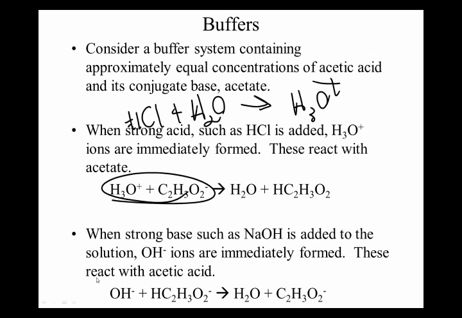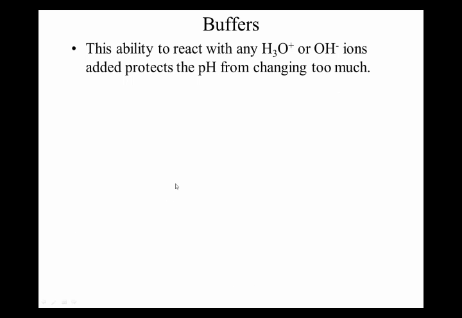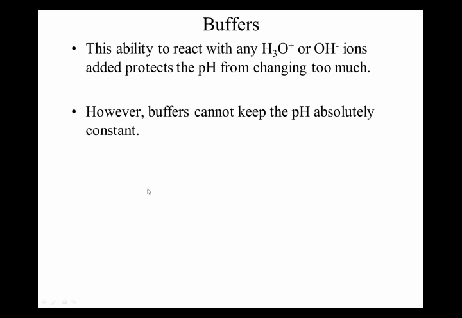So a couple things are important. If the amount of acid you added was way more than the amount of the conjugate base you have in the buffer to react with it, then it would just exhaust it all. And this is what we call exhausting the buffer. So the more of the conjugate acid and base you have, the more resistant the buffer is, the more the buffer can take before breaking. So the ability to react with any added acid or base prevents the pH from changing. They can't keep it absolutely constant.